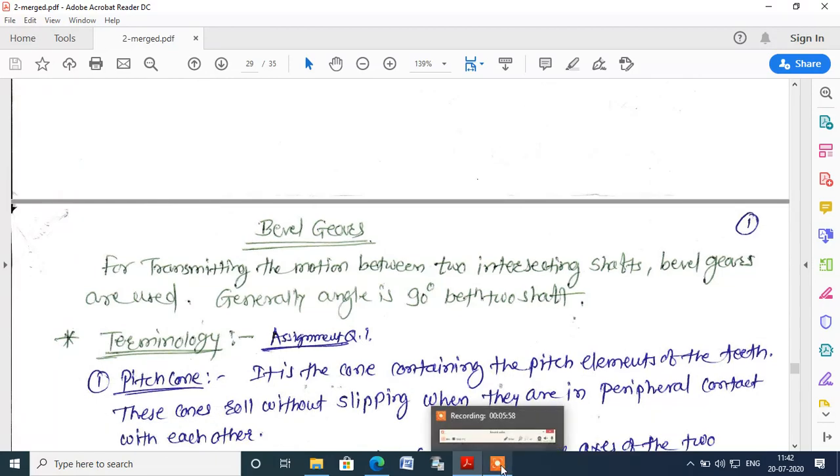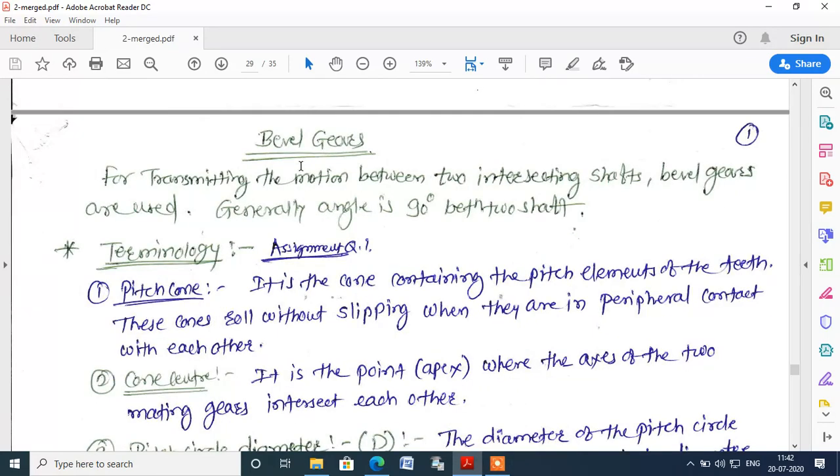Now, next one is bevel gears. This is, you can say, the last topic from this unit.